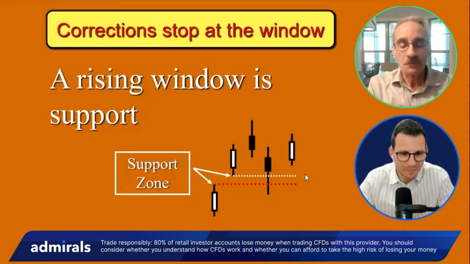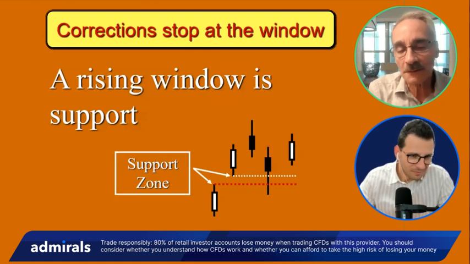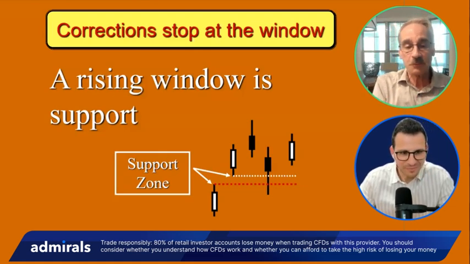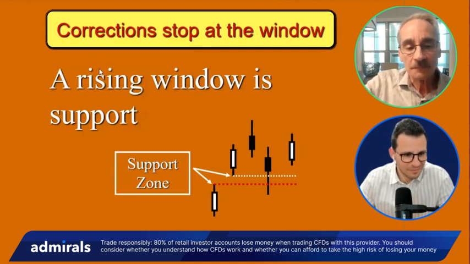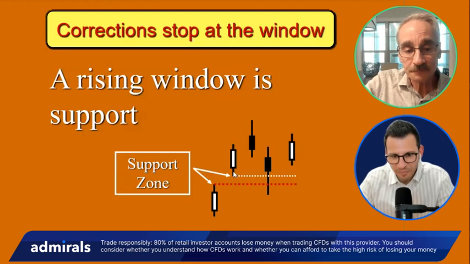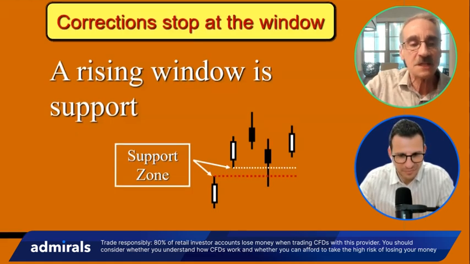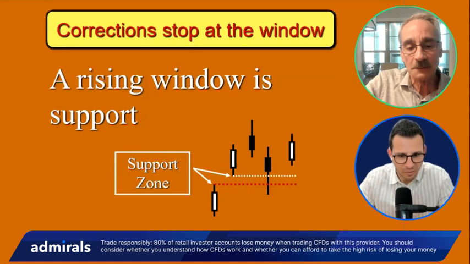Okay. Yeah. We talked very briefly about windows, but the next slide, I'll show you an example of why you want to have this. A rising window is a potential support zone. And you can see the market gets under it, but as long as it closes above it, the support holds. So the reason I wanted to show you this, the Japanese will say correction stops at the window.